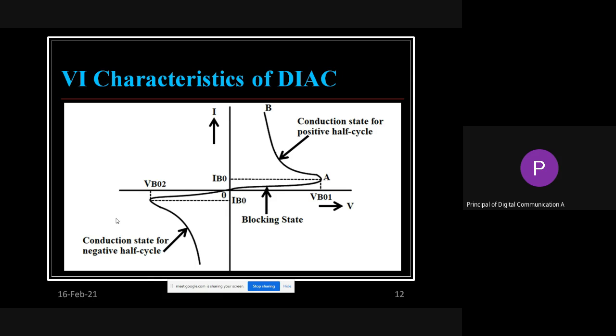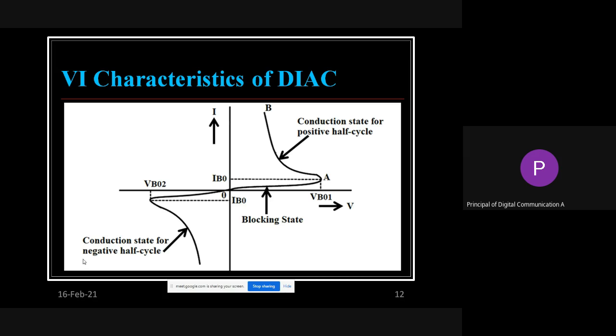First quadrant and third quadrant. So first is for positive half cycle and the third is for the negative half cycle. So in both the cycles, that is positive and negative, this diac is going to work in two directions, so that's why the name it has been provided, that is bi-directional.